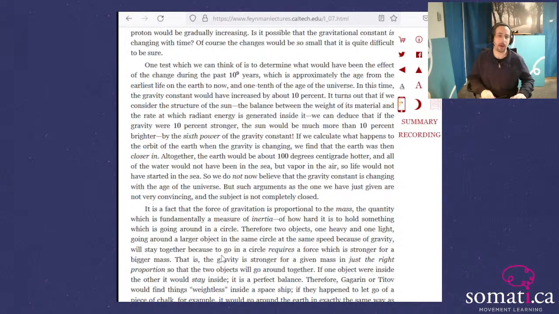If we calculate what happens to the orbit of the Earth, it was then closer in. Altogether, the Earth would have been about 100 degrees Celsius hotter, and all of the water would not have been in the sea, but vapor in the air, so life would not have started in the sea. So we do not now believe that the gravity constant is changing with the age of the universe. Such arguments as the one we have just given are not very convincing, and the subject is not completely closed.